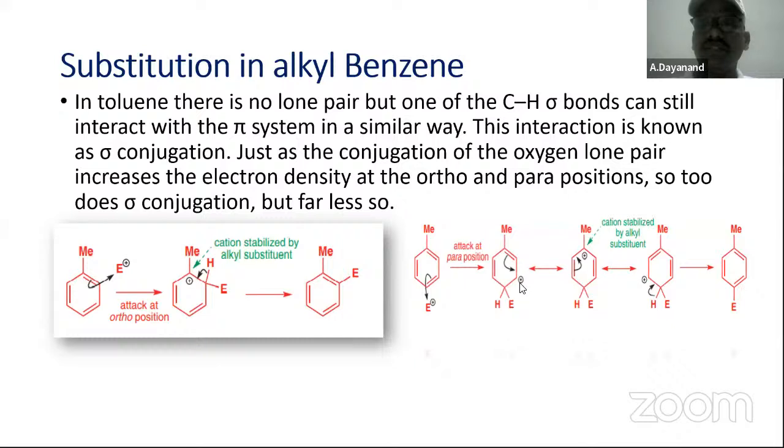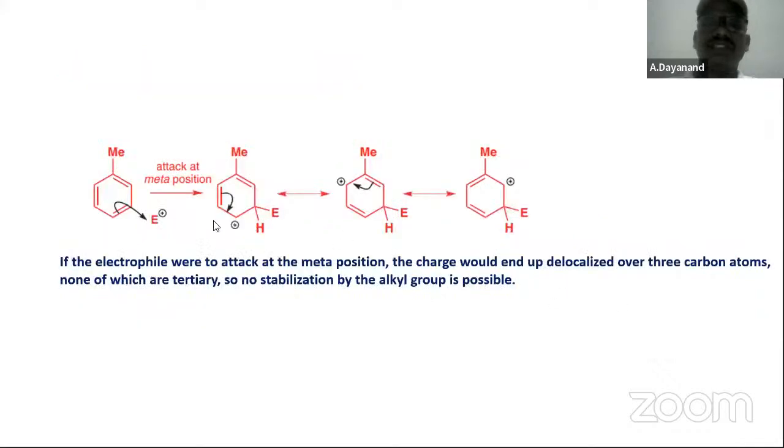This meta carbon is having positive charge. Therefore, the electrophile will attack only at either the ortho or para positions. If it is attacking at the meta position, there is no stabilization by the alkyl group. The positive charge is not created at this carbon. This carbon is also called the ipso carbon.